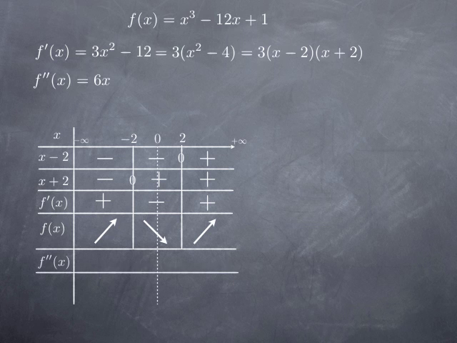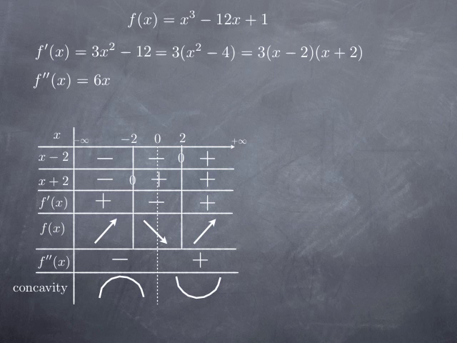In other words, the second derivative is going to change sign at 0 and be positive whenever x is positive, that is on the right of 0, and negative when x is negative. The interpretation in terms of concavity is that from negative infinity to 0, the curve is concave down, because the second derivative is negative, and from 0 to infinity, the curve is concave up, because the second derivative is positive.